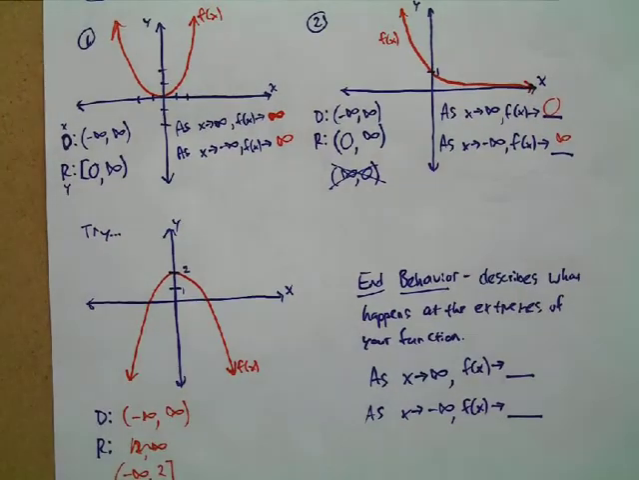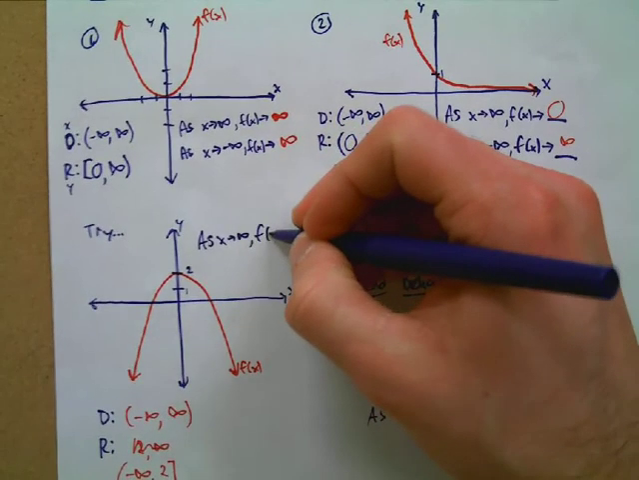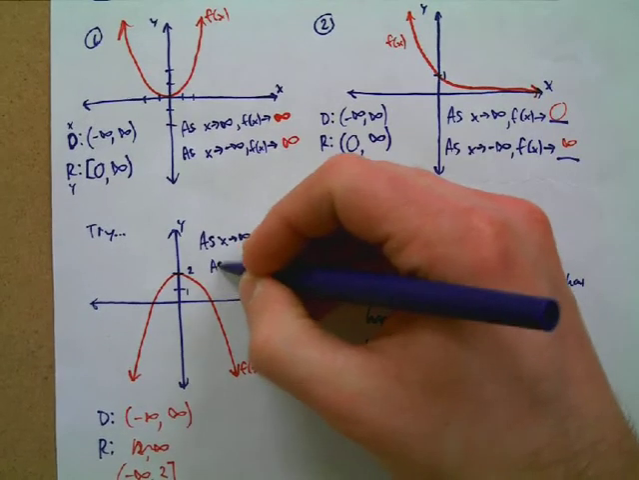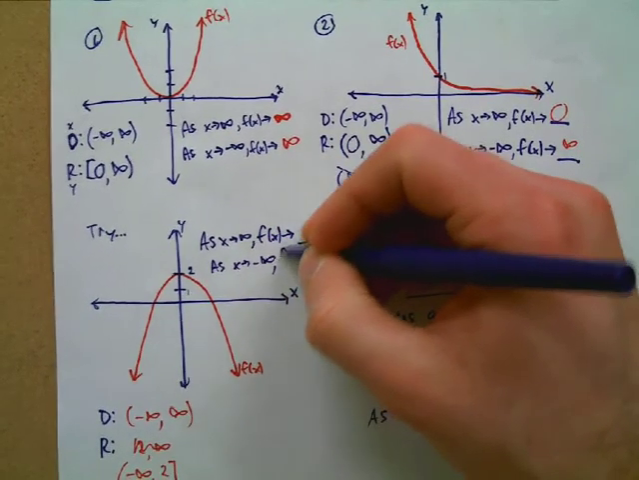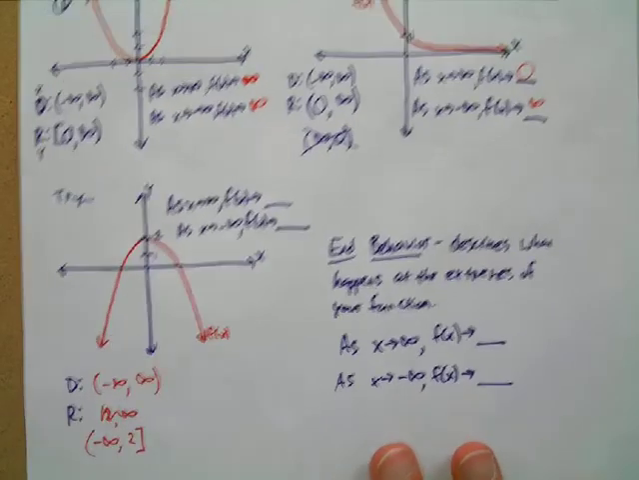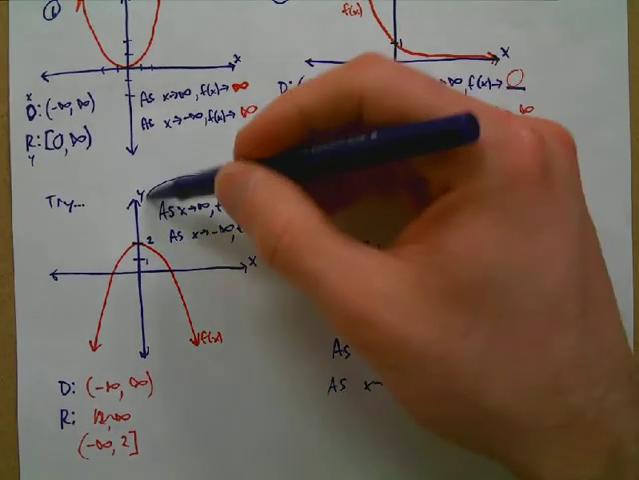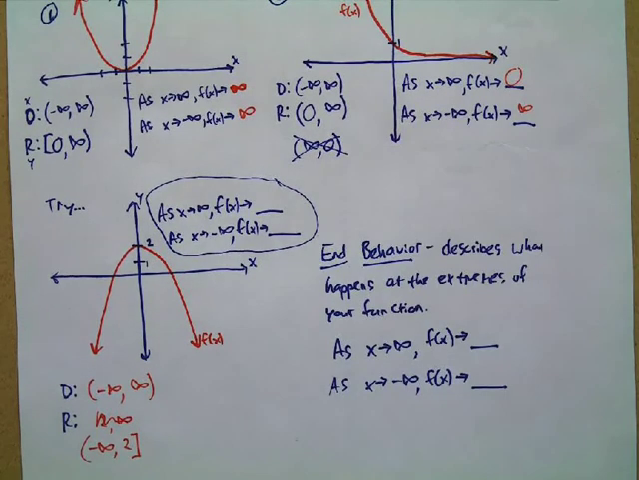I'll set it up here for you. As x approaches infinity, f of x approaches blank. As x approaches negative infinity, f of x approaches blank. Okay, so give that one a try then. I'll circle it for you, the last function that we did. Okay. See what you can do. And as I'm walking around, feel free to ask questions about anything.